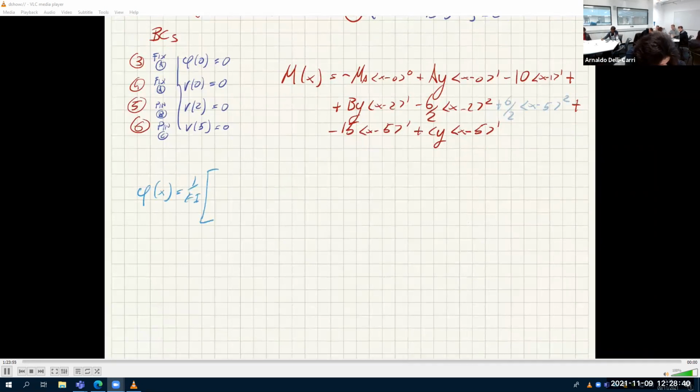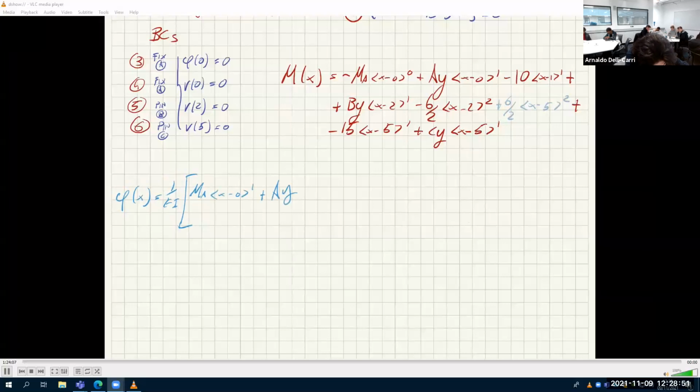And so we have MA x minus 0 to the power of 1 plus AY x minus 0 to the power of 2 divided by 2 minus 10 divided by 2 x minus 1 to the power of 2 plus BY divided by 2 x minus 2 to the power of 2. Sorry, this is plus, these signs should not be changed. So negative, positive, positive, negative, negative, positive, and positive, negative.